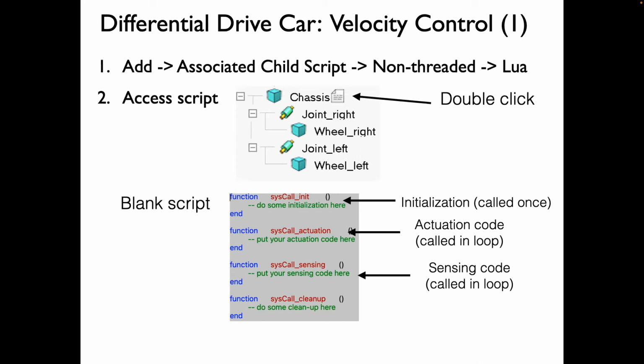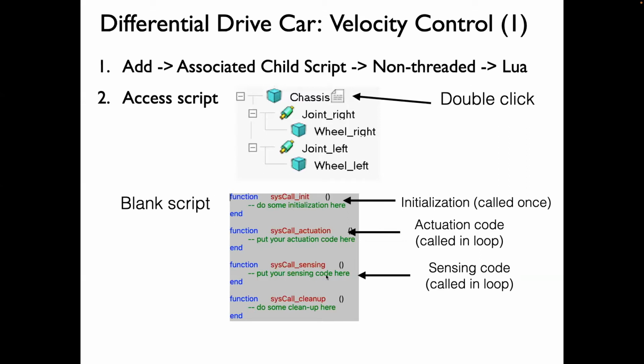The goal of this tutorial is to control the differential drive car using velocity control. I will link the script, the TTT file of the differential drive car, so you can download that as you start doing this exercise. So what we'll do first is to create a non-threaded script, which will be written in Lua. This is the script.